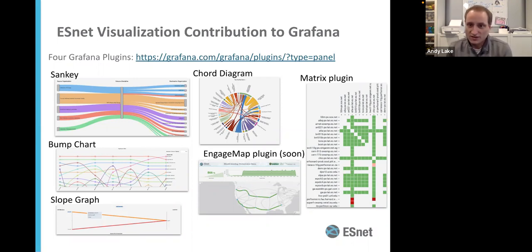One cool thing about it too is it's not even limited to perfSONAR data. If you have flow data or whatever, basically any data source that Grafana can talk to, it can display cool stuff. Talking about all that is probably not as fun as just showing it.